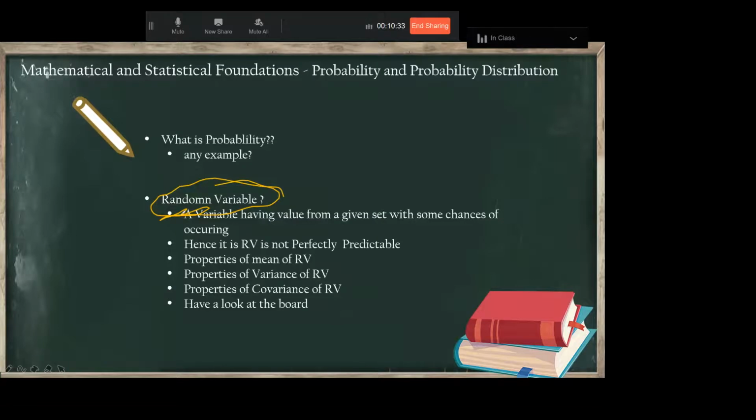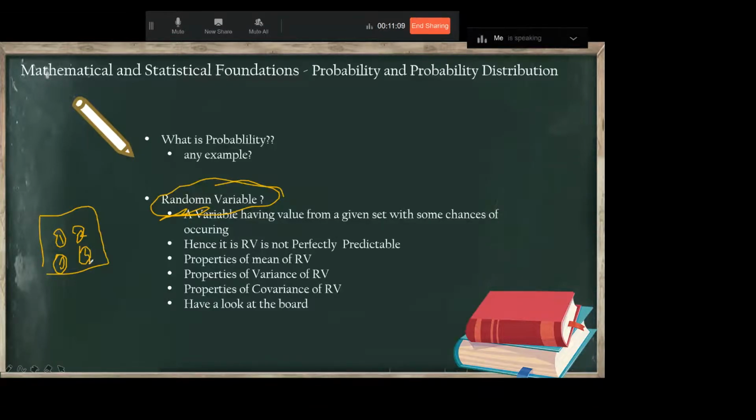Then if we have a set of values, let's say I have a bag. In that bag there are different balls with numbers on them, 1, 2, 3, 4, up to 100. And I choose randomly, without looking into the bag. So it means all the balls in the bag have equal chances of being selected.